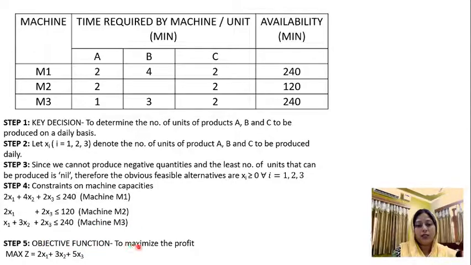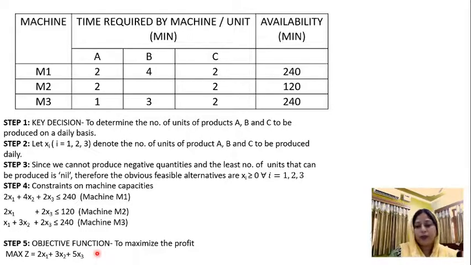Objective function is to maximize the profit. Maximize z is equal to 2 times x1 plus 3 times x2 plus 5 times x3, because we are having a product, x1 is having a profit of 2 rupees, x2 is having a profit of 3 rupees, and x3 is having a profit of 5 rupees.